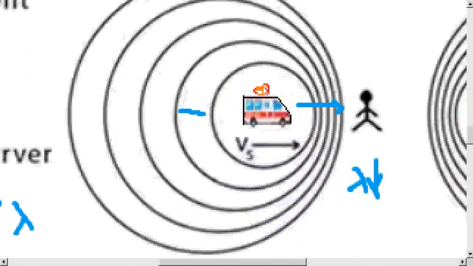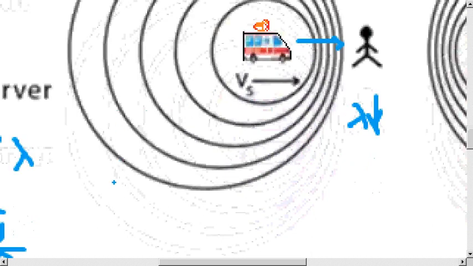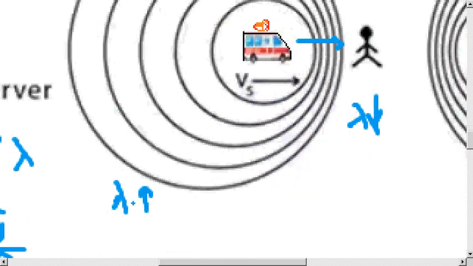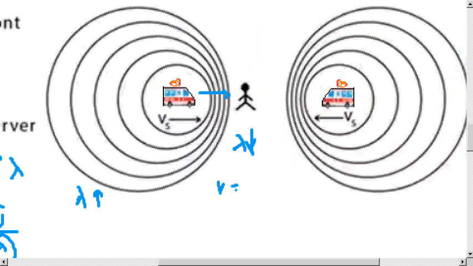What has happened to the wavelength at the back of the vehicle? It has increased. So lambda increased here, and lambda has decreased in front. According to v equals f lambda, what happens to f? Since v is constant because the atmosphere doesn't change, lambda decreases at this side, then f increases, to maintain the v value constant. So you can understand that.